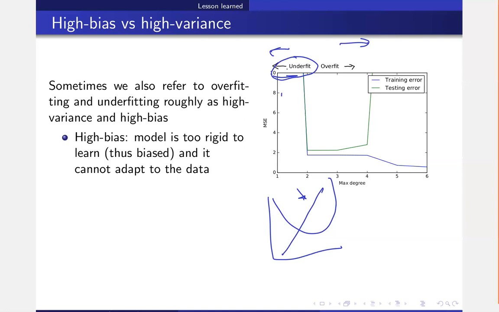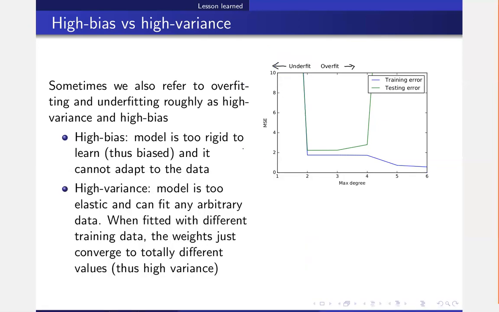The other case is the high variance case, which is the overfit case. High variance means your model is too elastic. It's like someone who doesn't have a stand on anything: based on any data, he just fits his opinion to that data. The variance here means that if I give you different data, you will give me a different trained model.